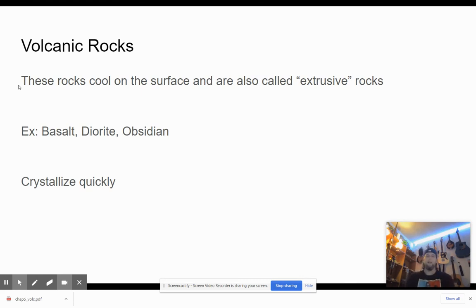Then there's also obsidian. If you're familiar with obsidian, it's what they would use to make arrowheads. It's a volcanic glass, and it cools so rapidly that the individual mineral grains can't even form. To summarize, these crystallize very quickly because they go from somewhere very hot to somewhere very cold. If you had a cup of hot water and threw it outside when it was minus 20, it would cool down super quick, and that's how they crystallize.